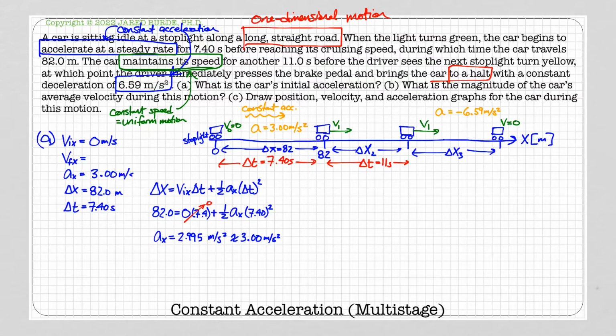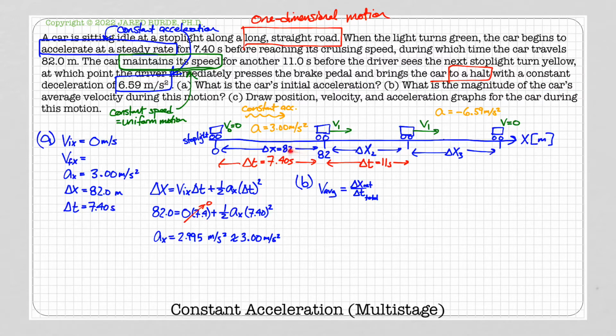The next thing that we're asked for in part B is to find the magnitude of the car's average velocity during this motion. If we're looking for average velocity, hit pause for a moment and think of what average velocity means. It is the total displacement over the total time for the entire interval.